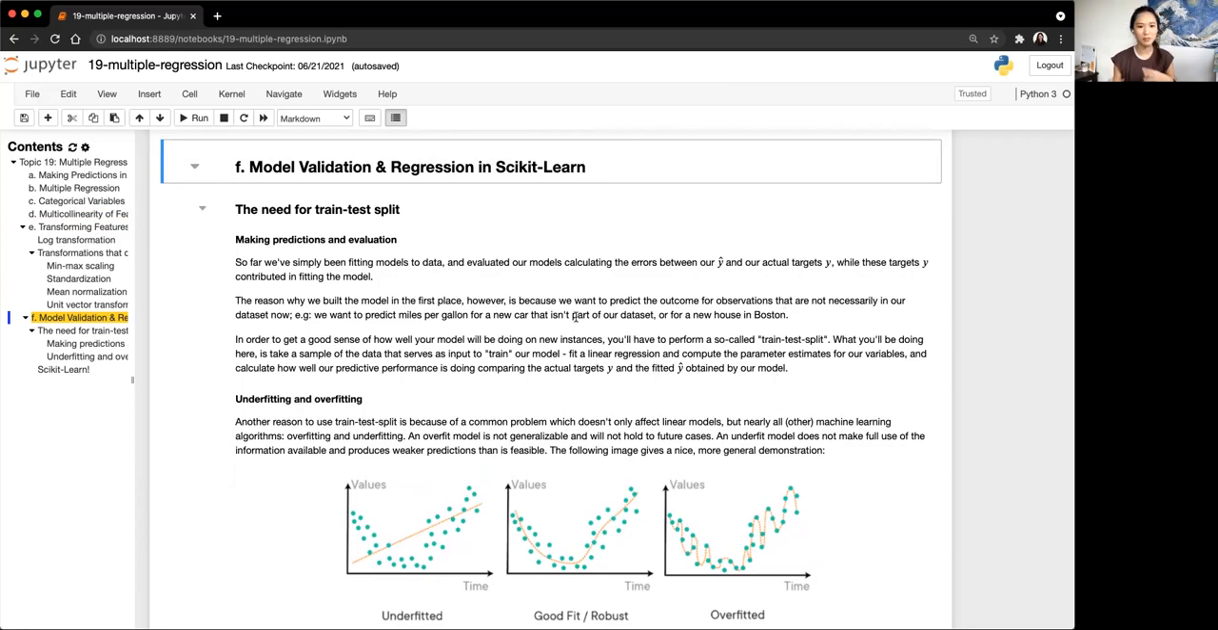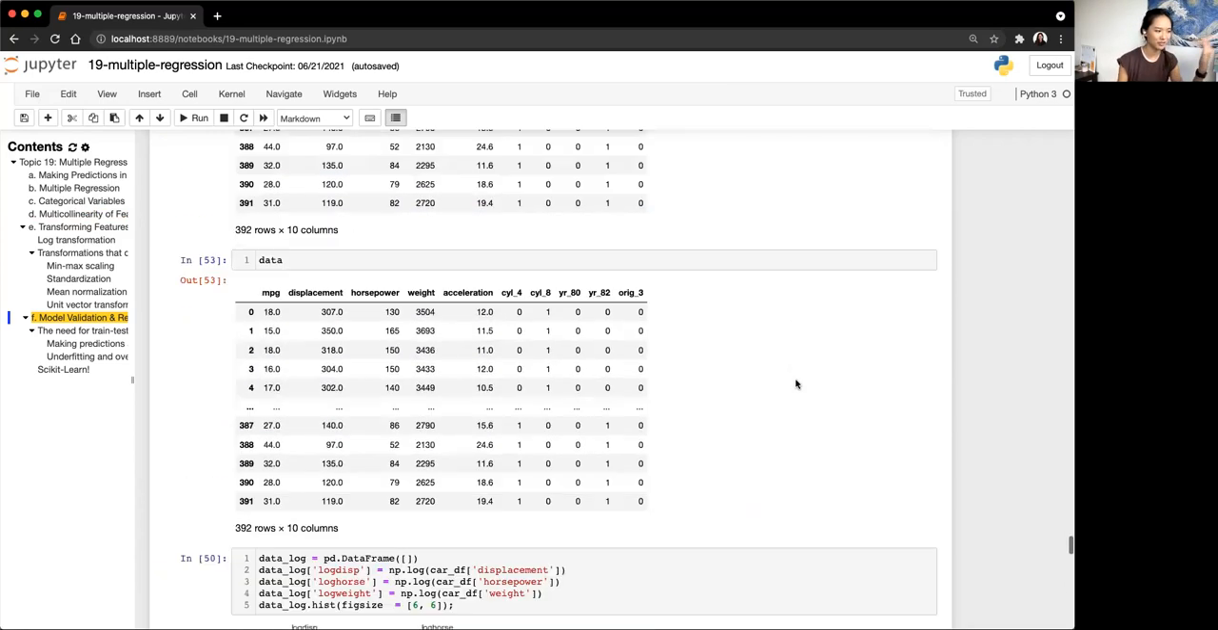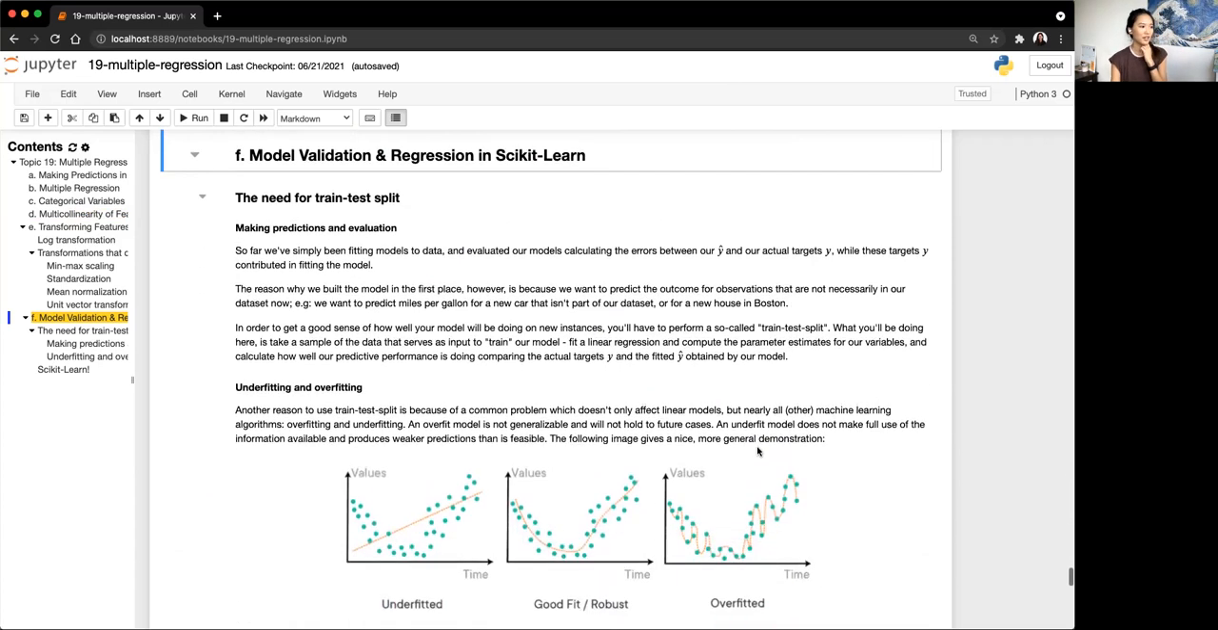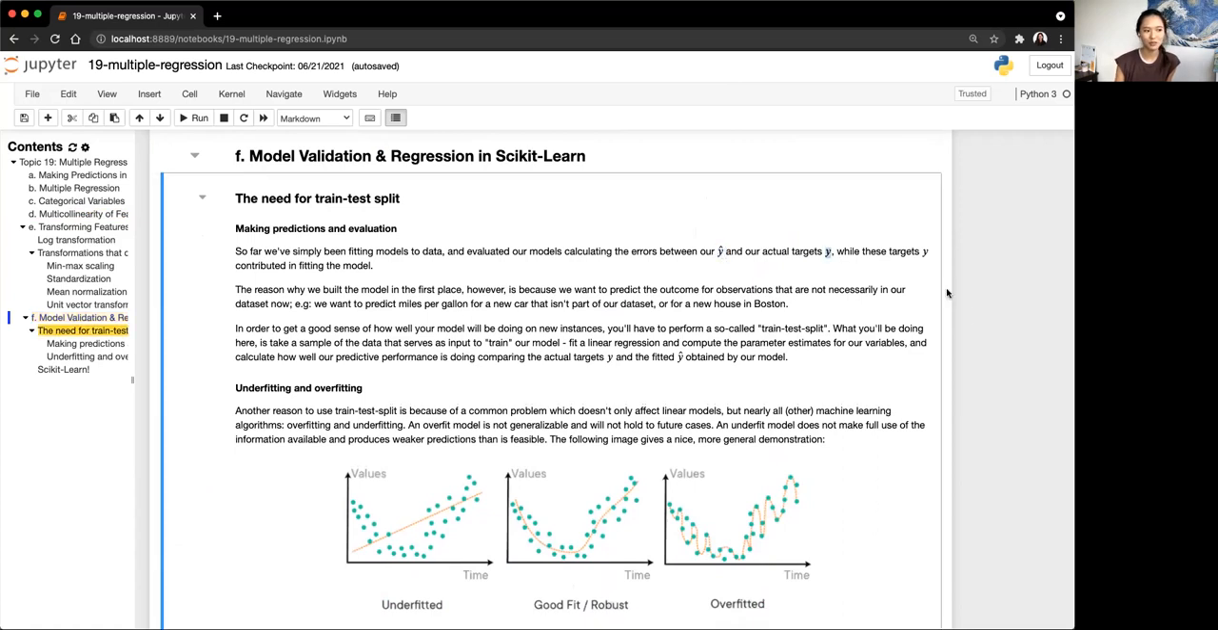So far we've been fitting our models to our data, like we fit a bunch of regressions today already, and evaluated our models by calculating the errors between our y hat and our actual targets y. We talked about that in terms of the residual plot yesterday, which you can do the same thing for with a multiple regression as well. And we also can evaluate our model by using R squared.